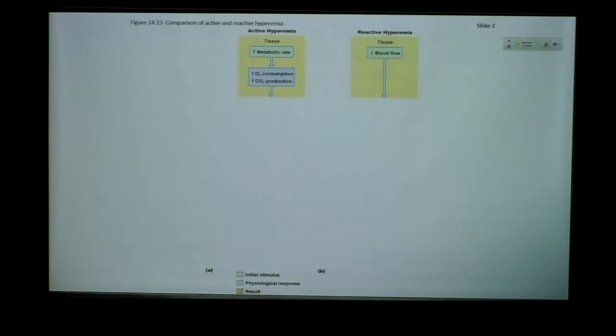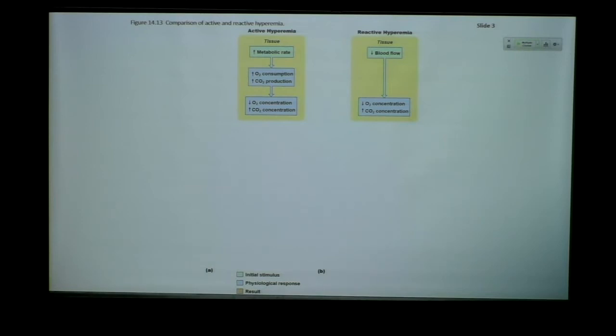Okay, so let's go through this flow chart, which distinguishes active from reactive hyperemia. We start out with an increased metabolic rate. In active hyperemia, this is just a normal increase in metabolic rate. In reactive hyperemia, there's some sort of obstruction to flow. So we decrease flow to start. And then we increase our oxygen consumption and increase carbon dioxide production. That is going to generate a reactive decrease in the oxygen in the area and an increase in the carbon dioxide in the area, right?